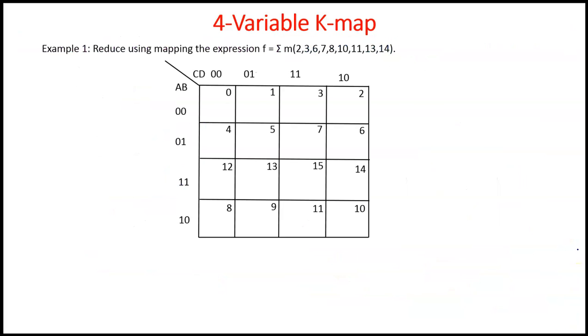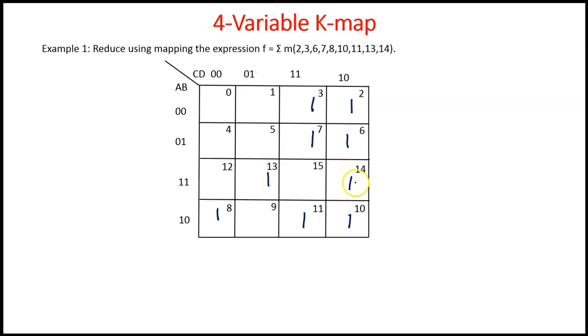Now let us see this example. Reduce the minterms using mapping: the expression for F is equal to the minterms of 2, 3, 6, 7, 8, 10, 11, 13 and 14. Now let us start the example. Mark 1 in the given minterms, that is 2, 3, 6, 7, 8, 10, 11, 13 and 14.